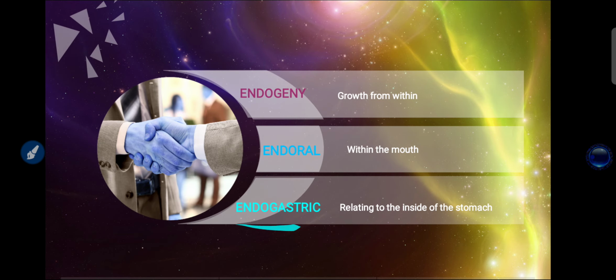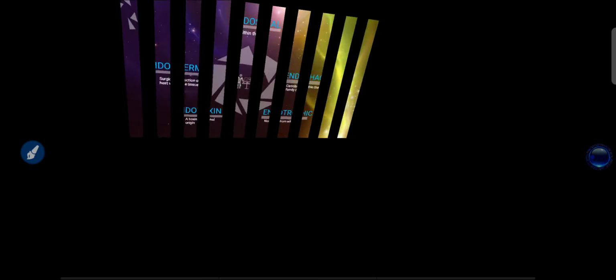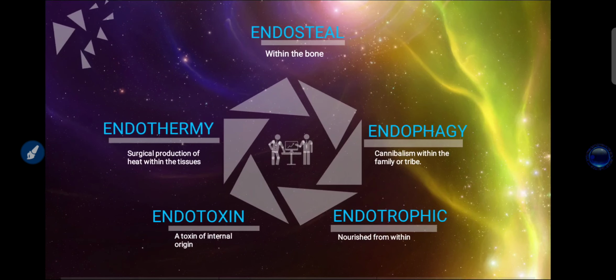Okay, endogastric. Gastric, you all are familiar with this word, something which is related to the stomach. So relating to the inside of the stomach is known as endogastric. And if there is a problem inside your stomach, that term will be known as endogastric. Okay, let's move on to the next word, that is endostil.